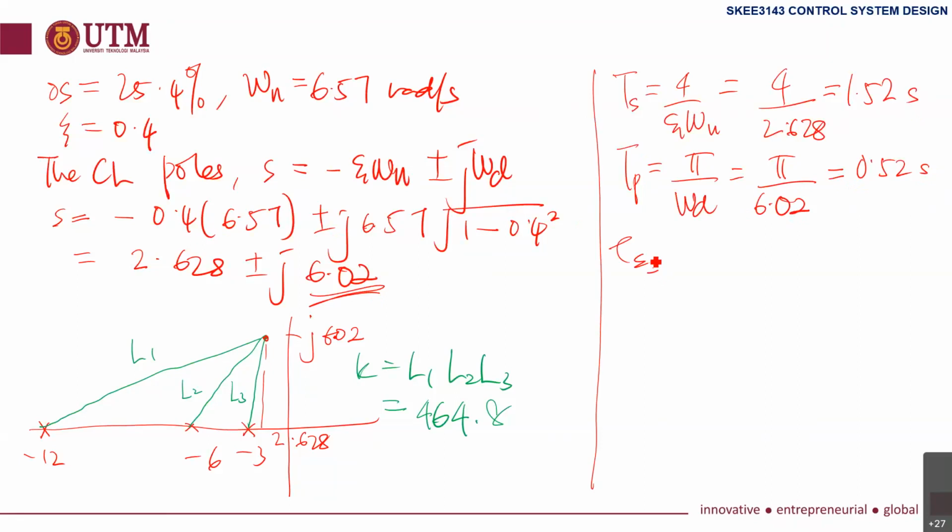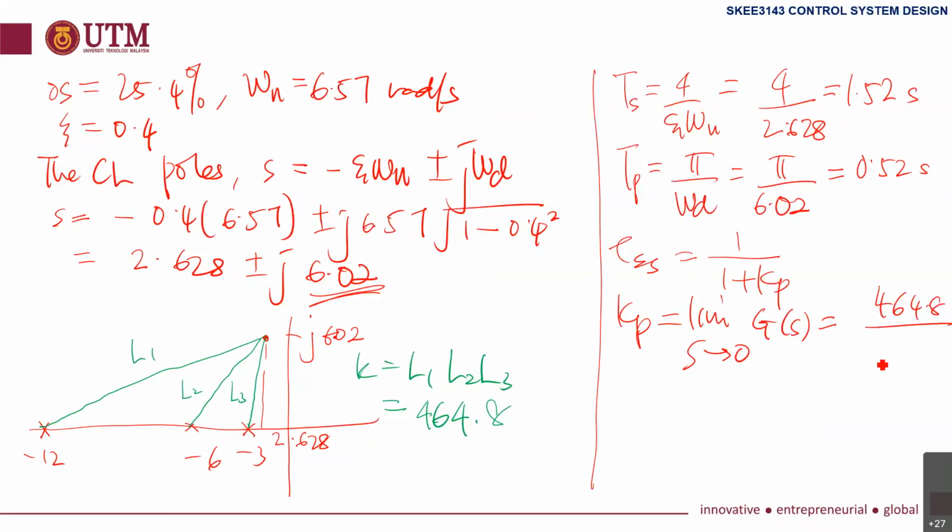Again, here is a type 0 system. So we use 1 over 1 plus Kp, in which Kp is the limit as s goes to 0 of the open-loop transfer function, and we will get 464.8 divided by 3, 6 squared. And error is obtained as 0.317. You get Kp, then solve for error. That is the original system.